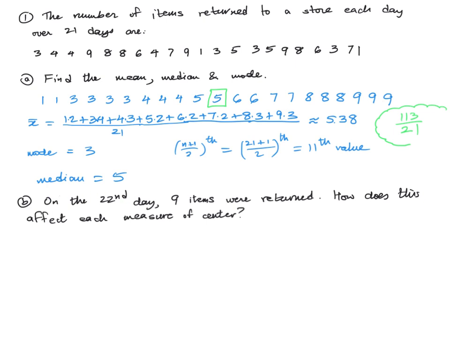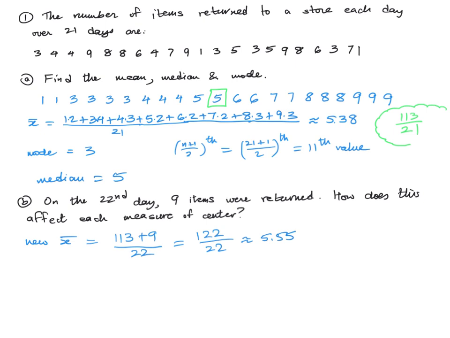Okay, for part B, on the 22nd day, 9 items were returned. How does this affect each measure of center? So let's go ahead and calculate each measure of center. To calculate the new mean, I'm just going to take the previous sum that I had before and add 9 to that. So 113 plus 9. And then instead of 21 values, now there are 22 values. And so that becomes 122 divided by 22, which is approximately 5.55. So it went up slightly from the previous value because the number that was added was a large number.